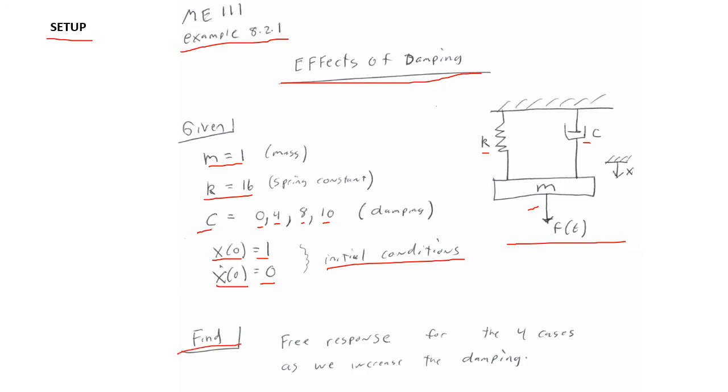Now, what do they want us to find? They want us to find the free response for each of these 4 cases as we increase the damping from 0 up to 10.